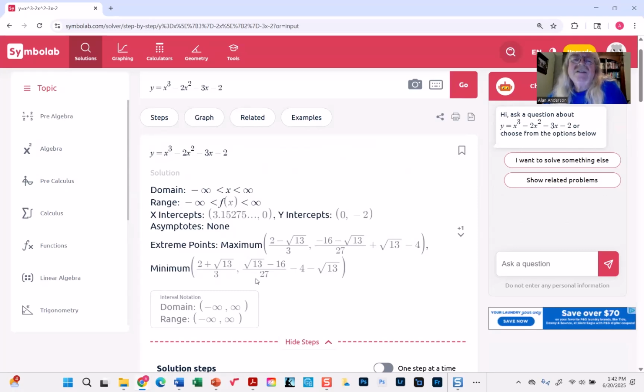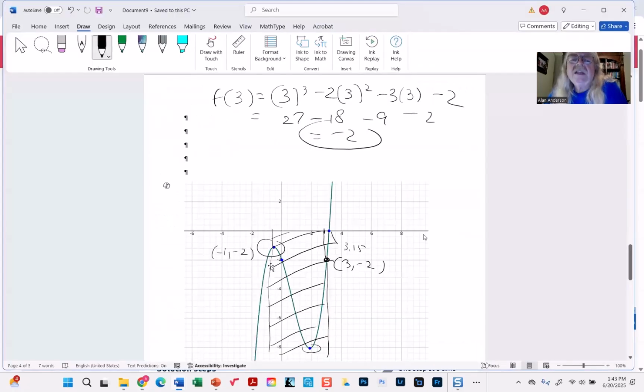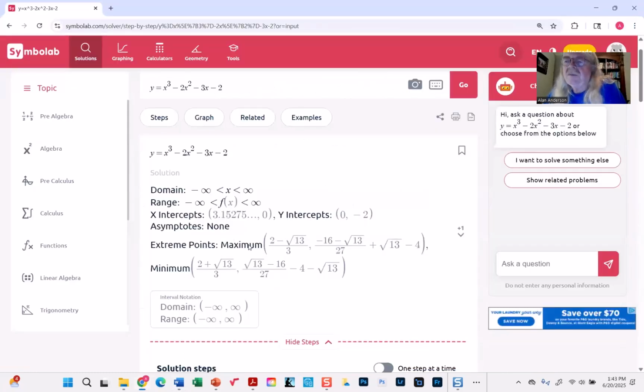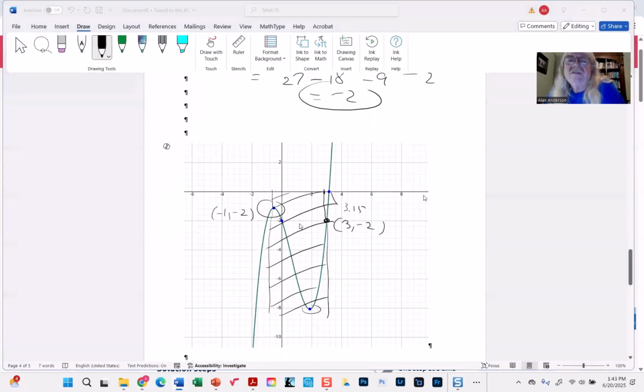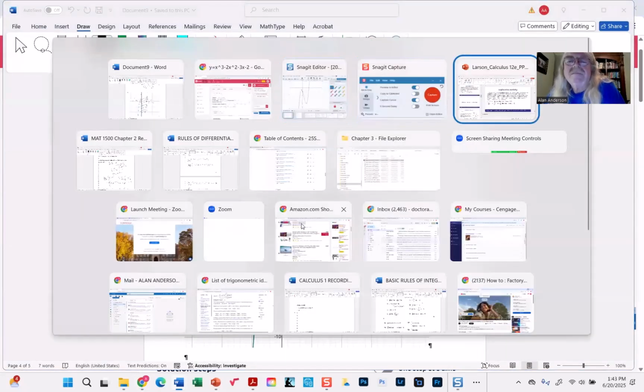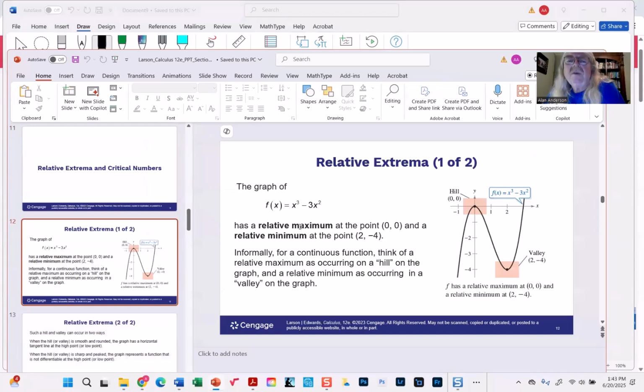Yeah, you can see here it is. See, the minimum is this god-awful thing, 2 plus radical 13 over 3. So our graph, we're only getting approximately the maximum and minimum values just by looking at the graph. To get the exact values, we need much more sophisticated techniques. But again, it's kind of helpful to look at the graphs the first time you're learning something. But here what they want us to see.